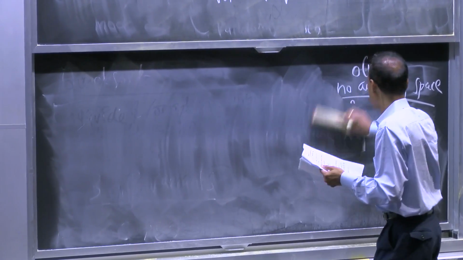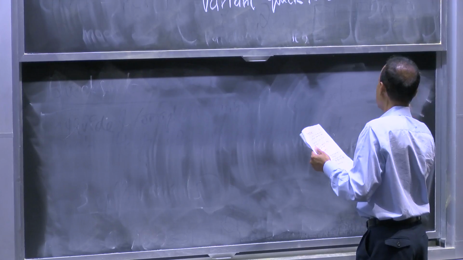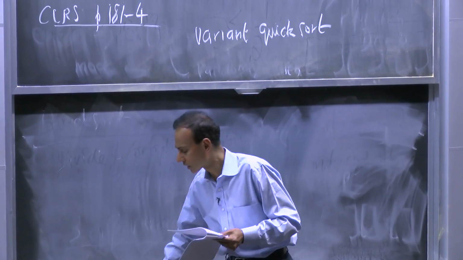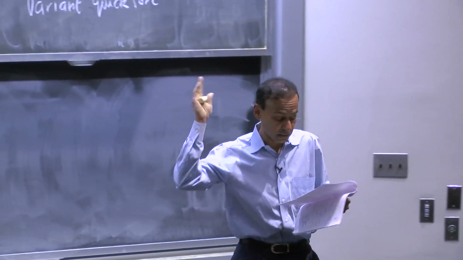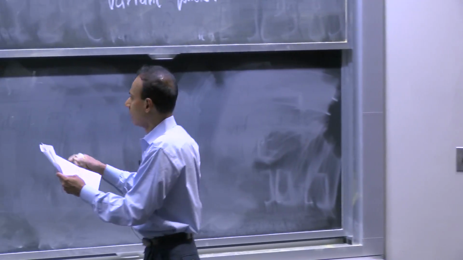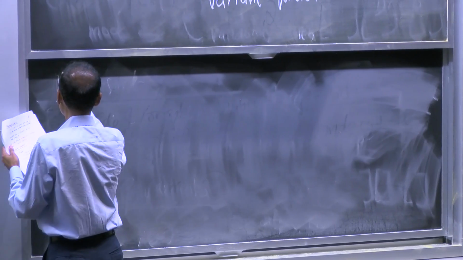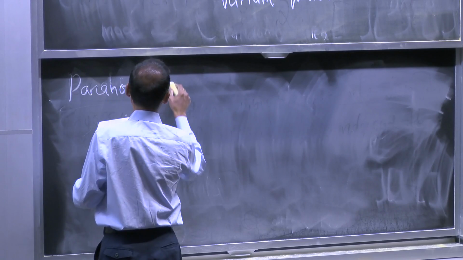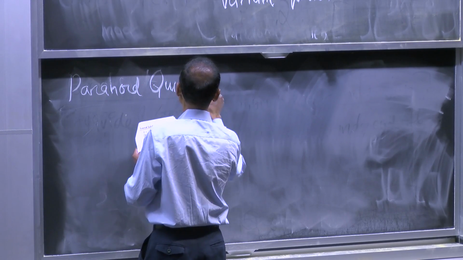So we'll do that. And tomorrow you'll see either a median finding analysis that's similar to that analysis in CLRS, or precisely that analysis, depending on what your TAs want to do. So this particular variant we're going to call paranoid Quicksort.